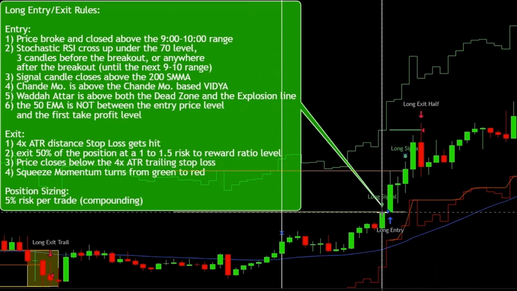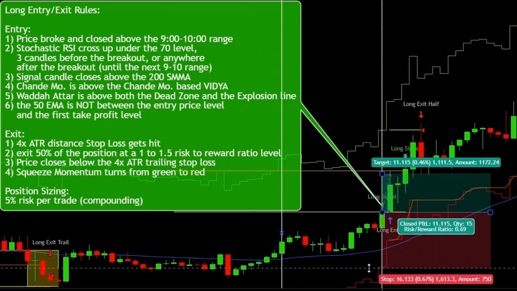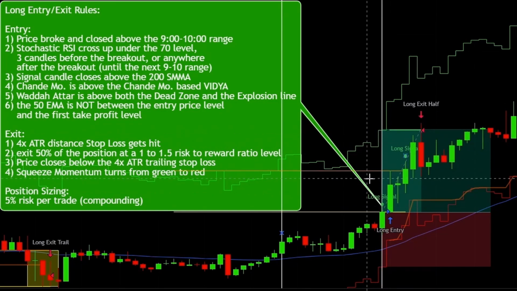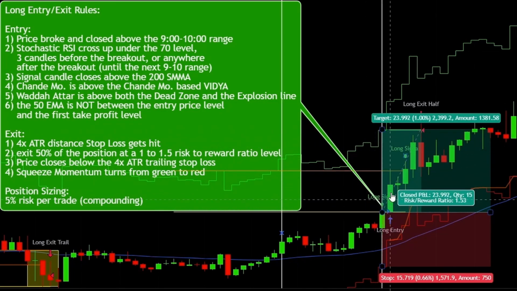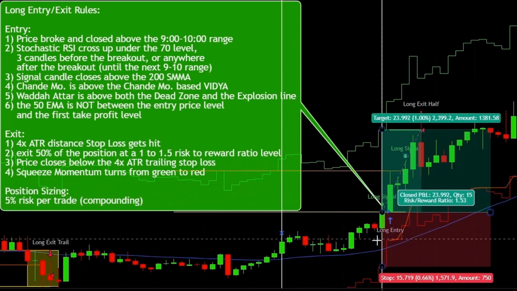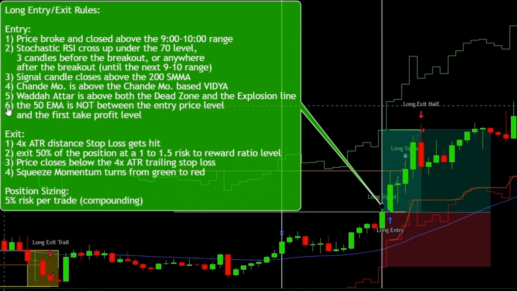So let's say this is a very long entry, then our stop loss would be here, and our take profit level would be somewhere around here. Do we have the 50 length EMA between these two levels? Well, we don't, because the 50 EMA is this blue line right here. So the sixth and final rule is also met, which means that this is indeed a very long entry signal.